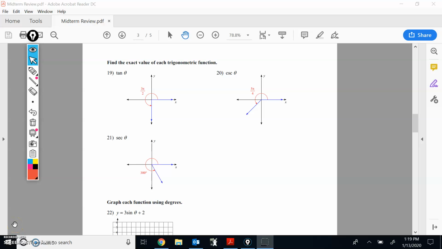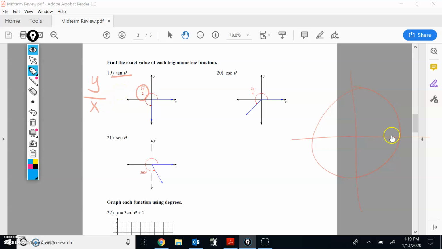Today's explanation is on finding the exact value of each trig function. If you look at the unit circle, when we find exact trig definitions, there's also a big chart that I gave you. We're going to find the tangent, which is y divided by x, of 3 pi over 2.